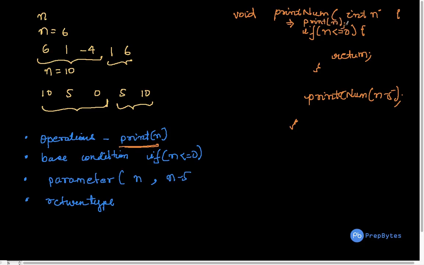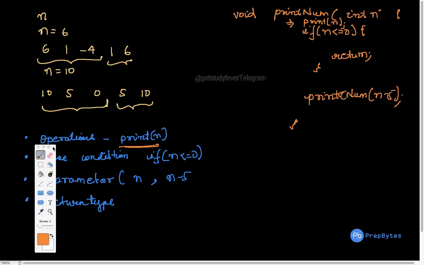I have just kept my print statement here, and I don't see anything else I need to do if n is less than or equal to 0. I think the code is that. This is what I think. Let's say I've written the code, I just have to verify. Let's try and dry run this code once.